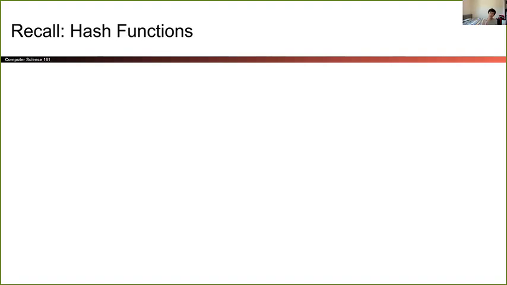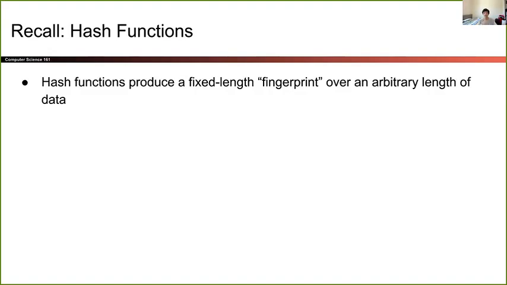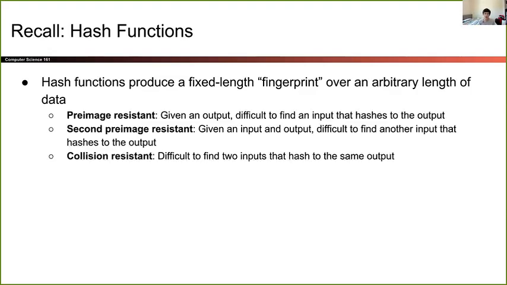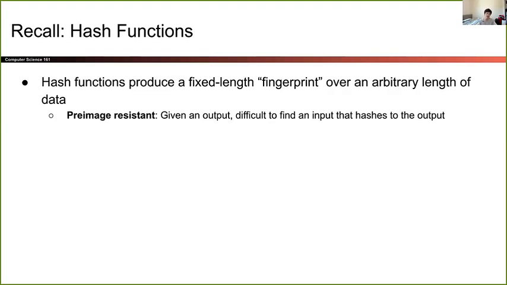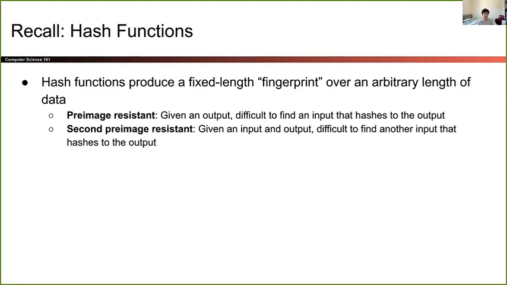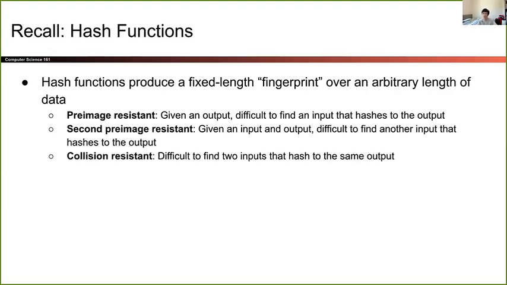Okay, so for a moment, I need us to all go back and think about hash functions. Remember that a hash function can take an arbitrary length of data, so as much data as you want, and squeeze it into a fixed length fingerprint. So maybe my 1 GB file still gets compressed down to 512 bits. It has 3 properties. Pre-image resistance says that it's hard to find the input for a given output. Second pre-image says that given an input and an output, it's difficult to find another input that hashes to that same value. And collision resistance is even more general. It just says it's difficult to find 2 inputs that hash to the same output.